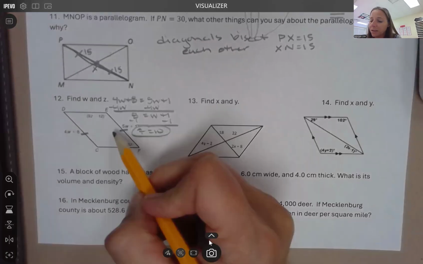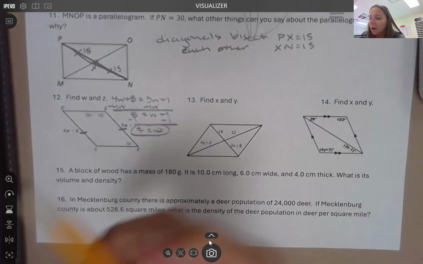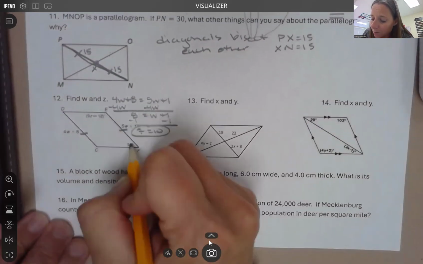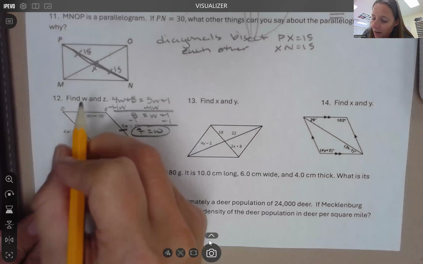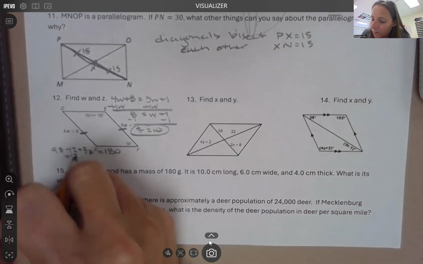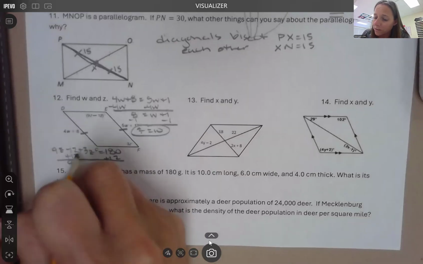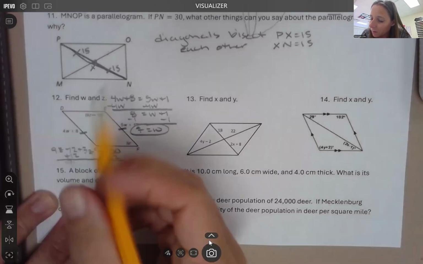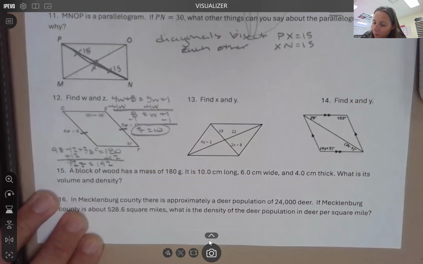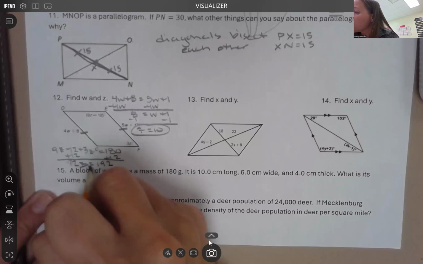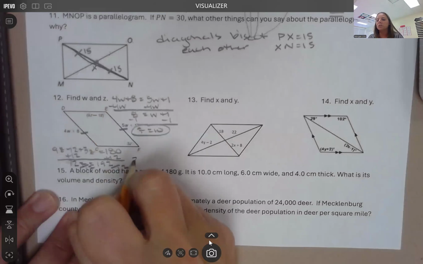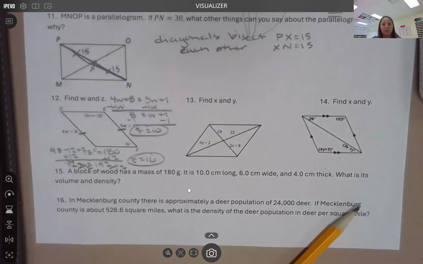Well, what do we know about these angles for Z? And that's a minus right there, by the way. Here, consecutive angles are supplementary, or add to 180. So when I add 9Z minus 12 plus 3Z, I need to equal it to 180. Add 12, so I get 12Z equals 192. And now, how do you get Z by itself? You divide by 12. So 192 divided by 12 gives me 16. So Z equals 16.